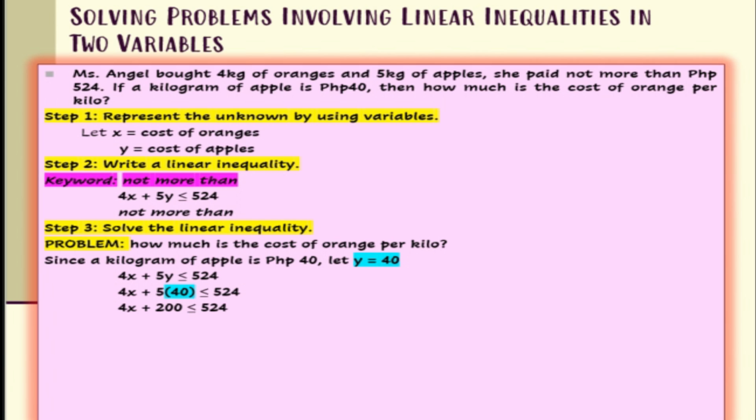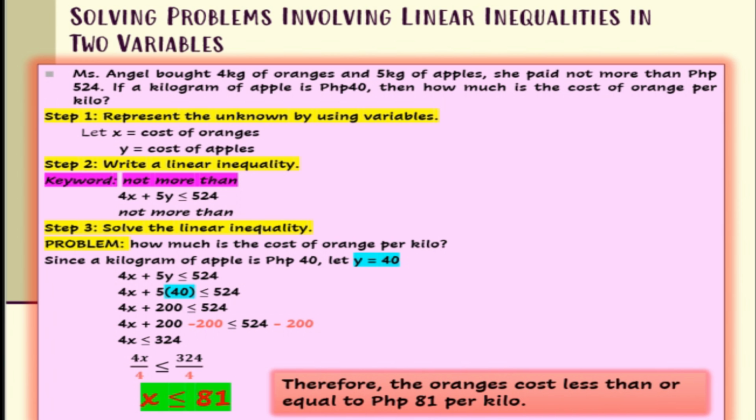Then, subtract 200 on both sides of the inequality. We have 4x + 200 - 200 ≤ 524 - 200. We have 4x ≤ 324. Then divide both sides by 4. The result is x ≤ 81. Therefore, the oranges cost less than or equal to 81 pesos per kilo.